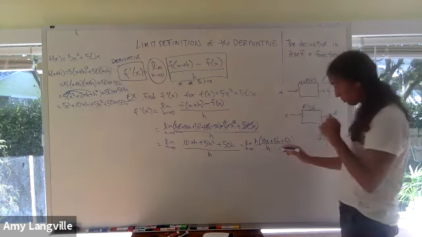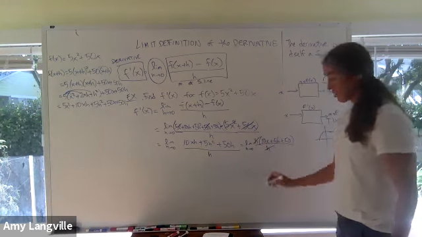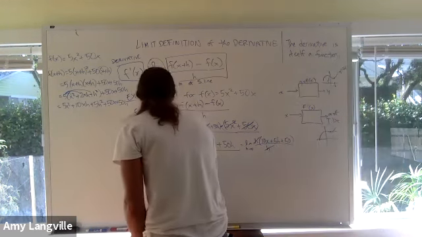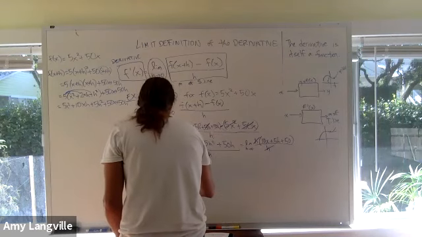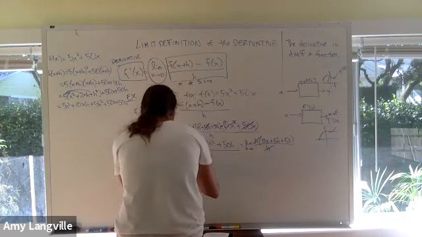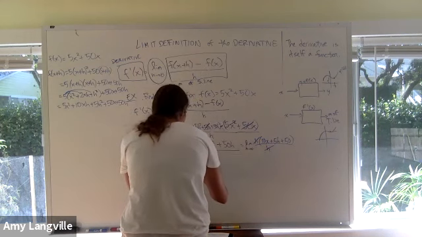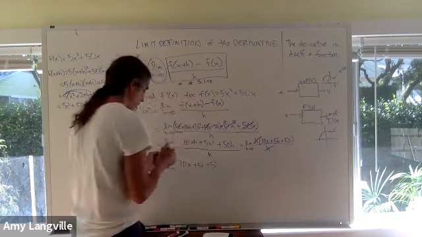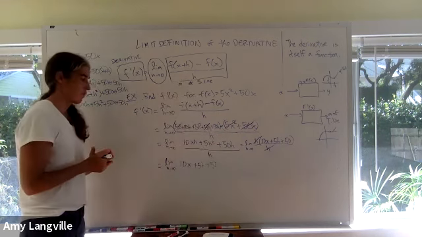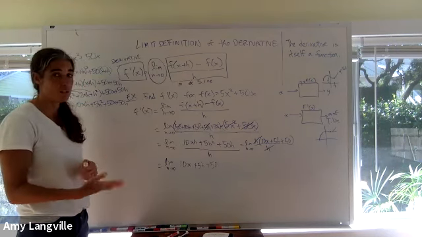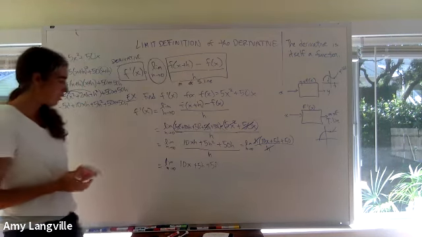And now I see that at this point I can cancel these h's. H divided by h gives me 1. And so now I have the limit as h goes to 0 of what's left, just 10x plus 5h plus 50. There's no more fraction, and that's good. That's the whole point of doing this, to get rid of the fractions so that you can then evaluate the limit. All right, so now we're ready.